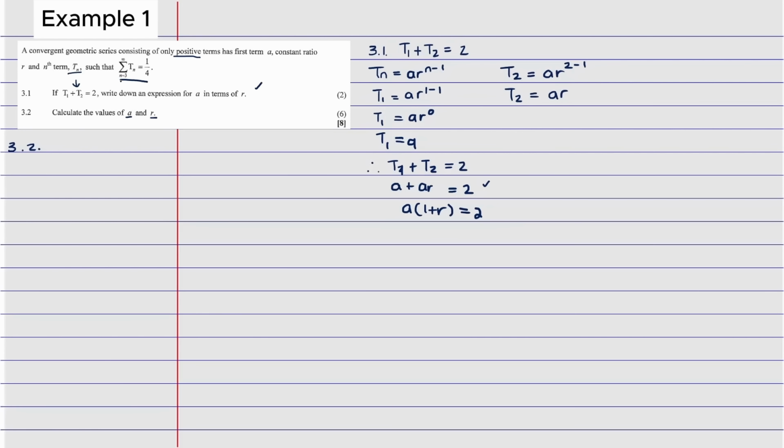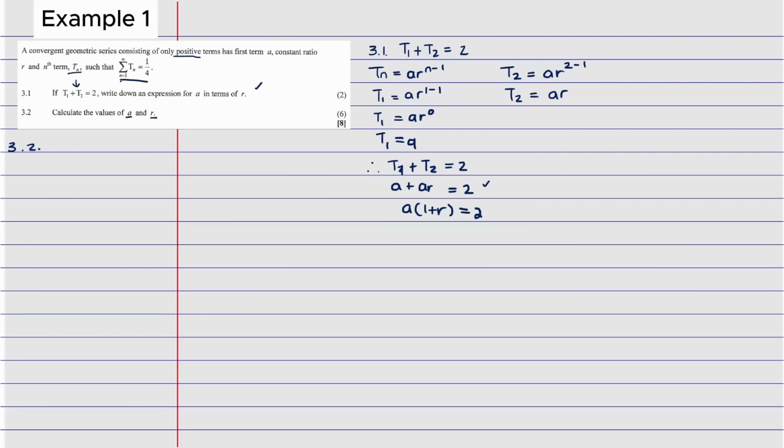So now what I'm going to do is substitute equation 1 into equation 2. So wherever I see a now, I'm going to substitute it with this one. It's going to be 9(1 - r)/4, then multiplied by (1 + r), which equals 2.